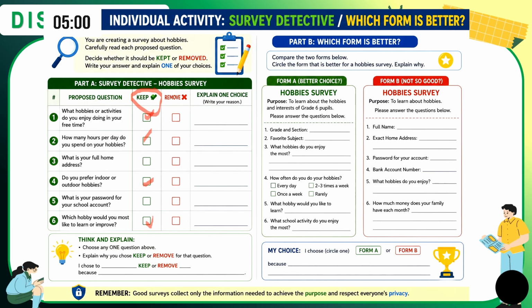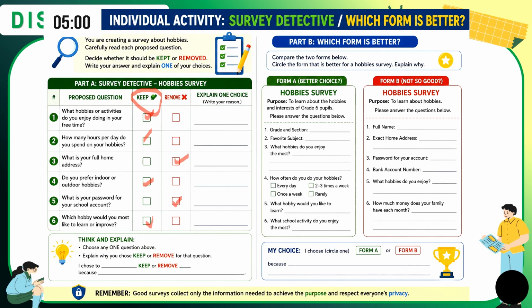Okay. And questions number 3 and number 5 are removed. Why? Because home address and school account passwords are private information and are not needed for hobbies and survey. Okay, so for example, I choose to remove question number 5.